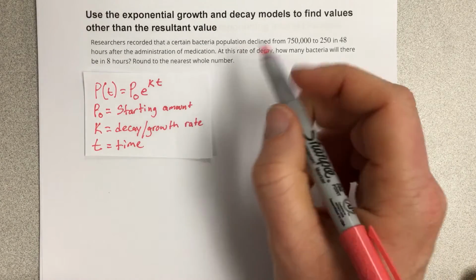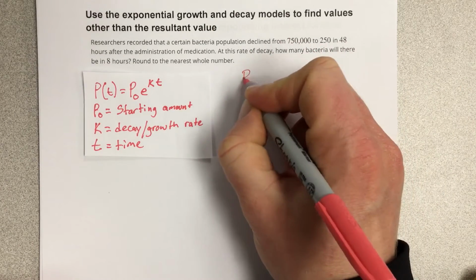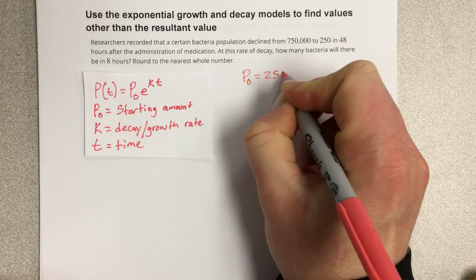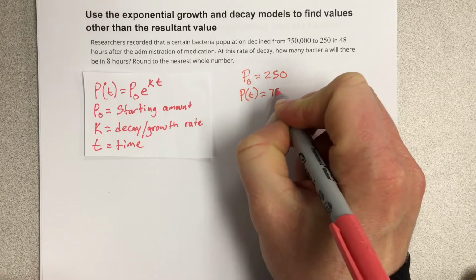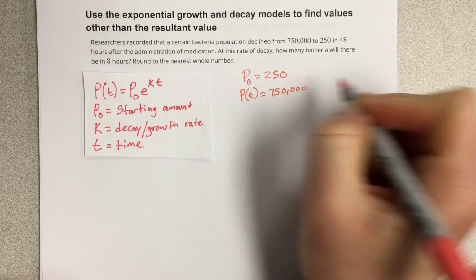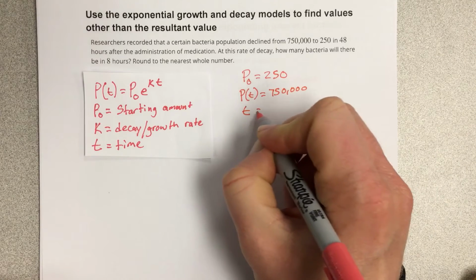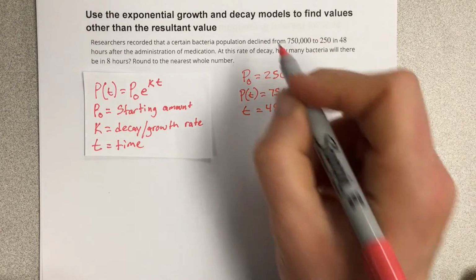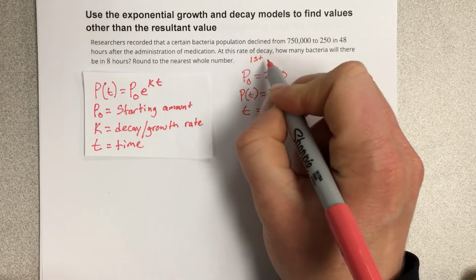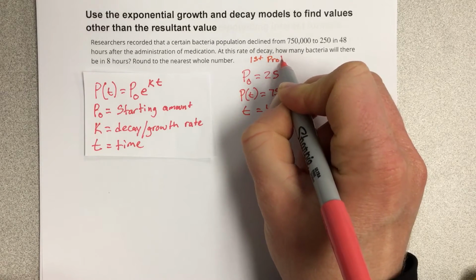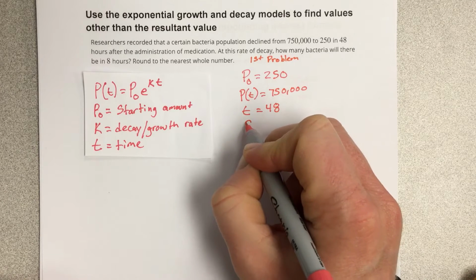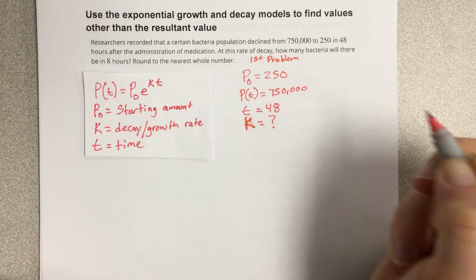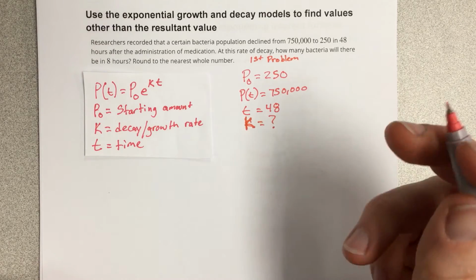So let's write down what we know. We know that P of 0 is 250. And we know P of T is 750,000 bacteria. We know our time is 48. Now that's for the first problem. That's one thing to acknowledge. We want to know the rate, so this is a K value, not the R value. So what is K? Once we find K, then we can solve the second problem.